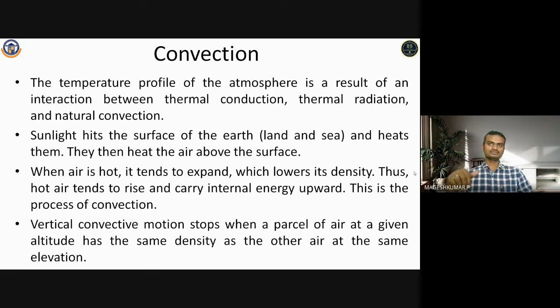And thermal radiation. So whatever the ultraviolet rays coming from the sun, it hits the earth surface. Again, it is re-radiated back to the atmosphere. That is called the radiation. And the natural convection. That convection process we have to understand here. When the sunlight hits the surface of the earth and heats them up, so the sunlight heats the earth's surface, it may be land or sea, anything. Then the heat heats the air above the surface. So when the surface of earth heats up, it again heats the air just above the earth's surface. When the air is hot, just above the earth's surface, the air is heating up.